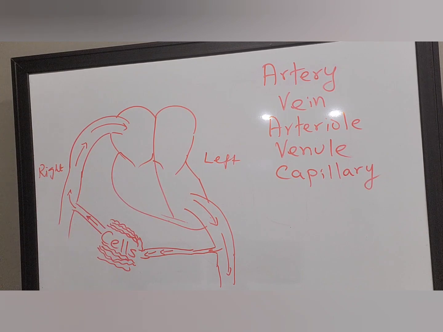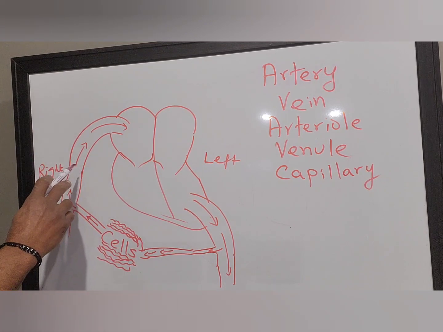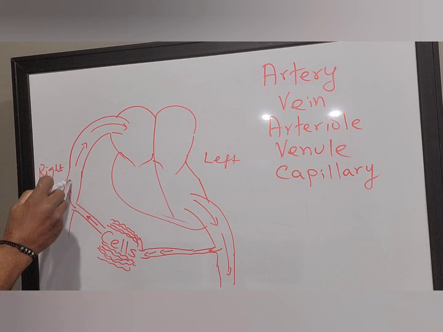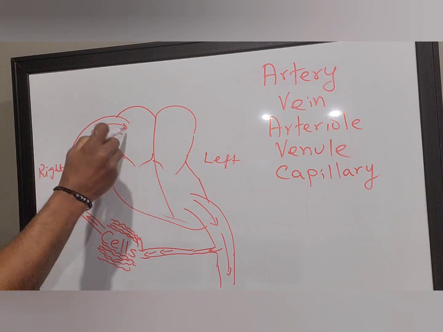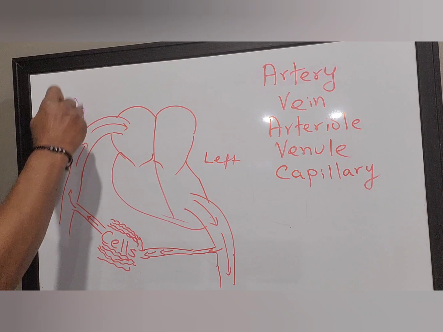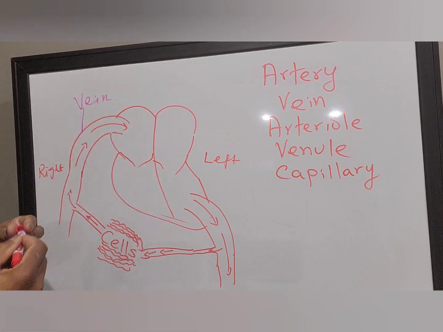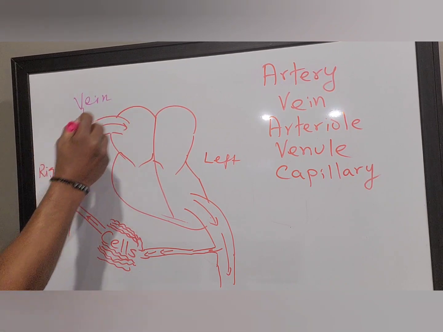So here's a quick understanding of how it works. I'm going to start on this side. As you already know, I'm going to start with the right side. Can you all see the blood coming into the heart here? So this is a vein. I'm going to call this a vein. So there's no doubt, you can see it's bringing the blood into the heart.